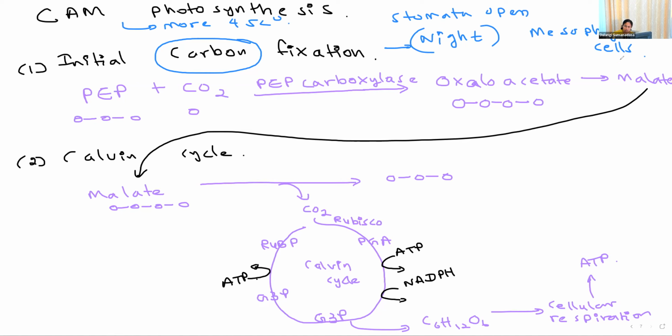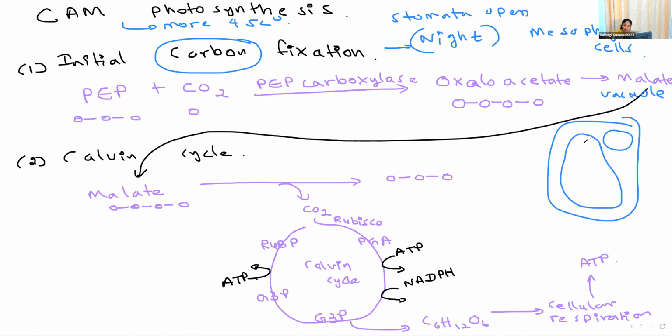So once they produce the malate, they're going to store this in their vacuole. Remember the vacuole? When you draw the plant cell, we draw a huge vacuole, right? The vacuole's function is to store substances. So one type of thing that's going to be stored is the malate produced during the nighttime.